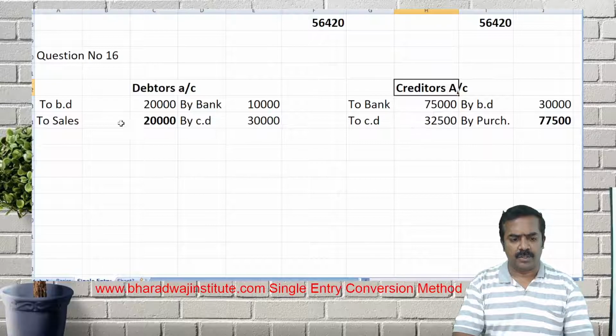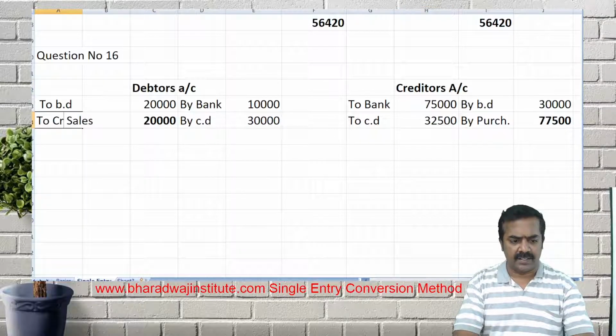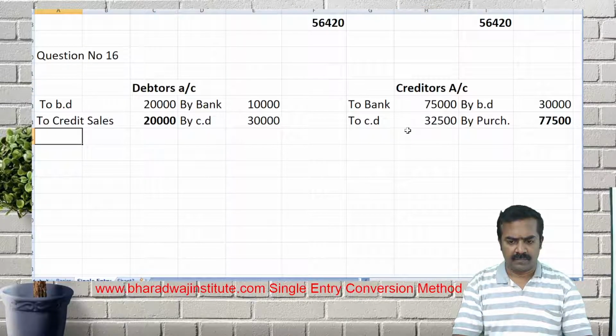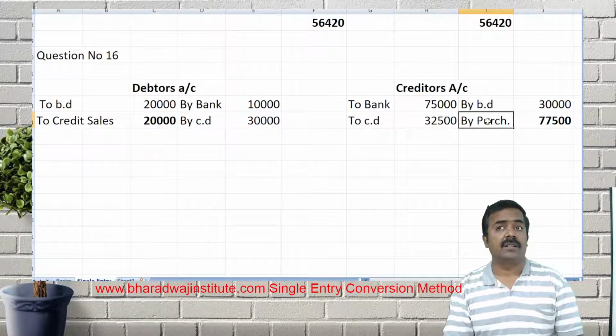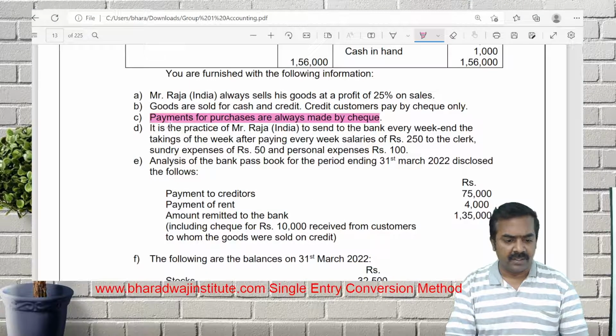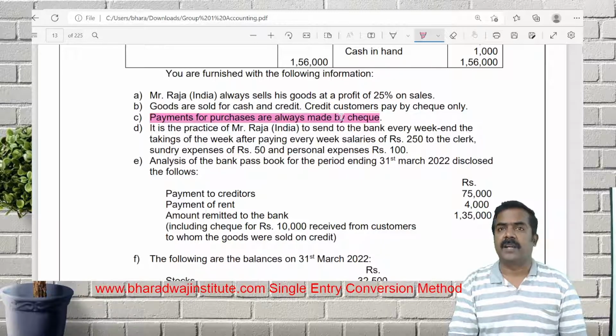So we prepared the debtors account to find out sales. This is actually credit sales. Credit purchase. And purchases are not in cash. It is clearly given that payment for purchases are always made by check, which means there are no cash purchases. For purchases you are always making the payment by check, so you are not purchasing anything in cash.